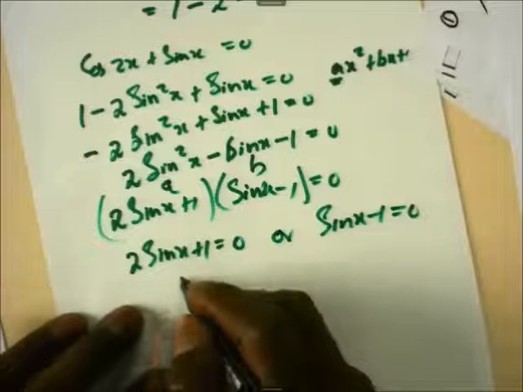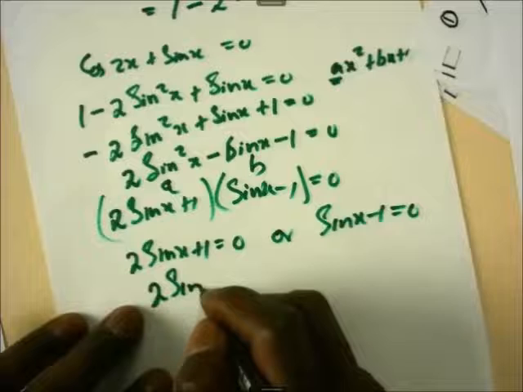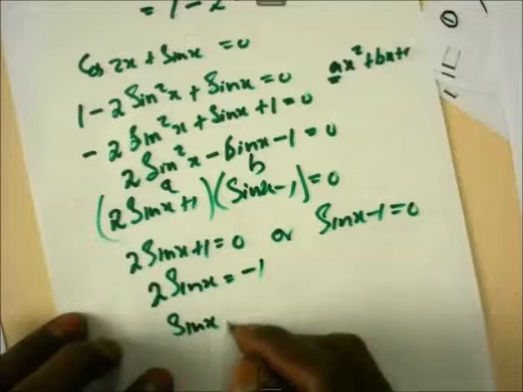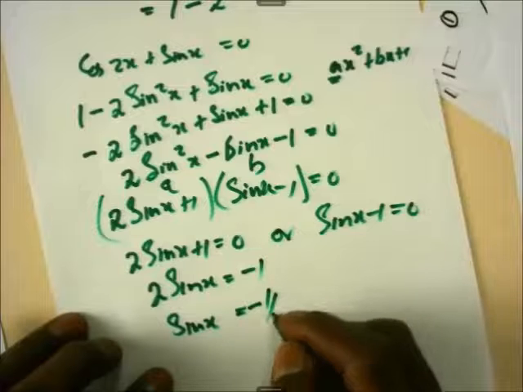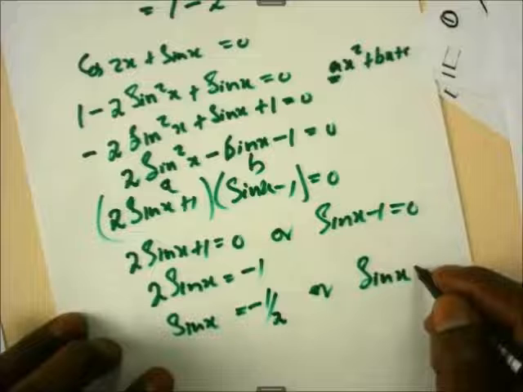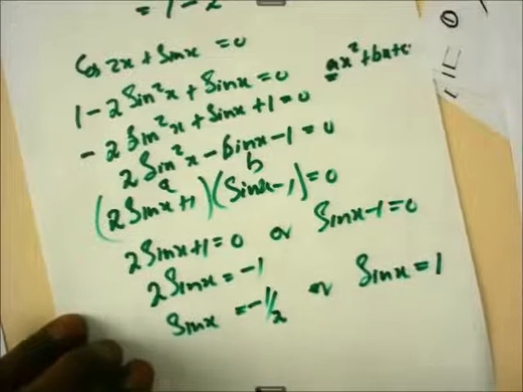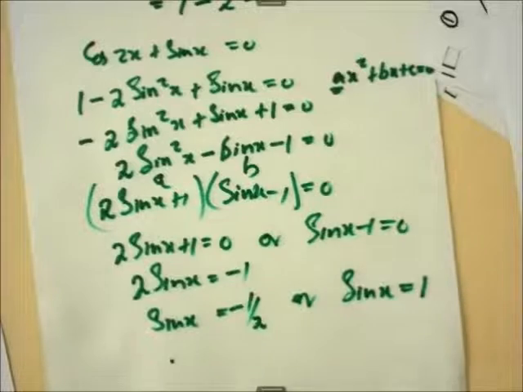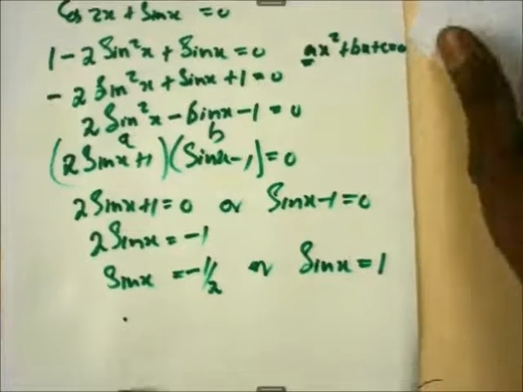Transposing everything, we transpose 1 to the right, then it becomes minus 1. We divide both sides by 2. We have got sine x equal to minus 1 over 2, and on this one we have got sine x is equal to 1. Now I think we must stop right here. When we continue in the second session, we'll finish off with this problem here.